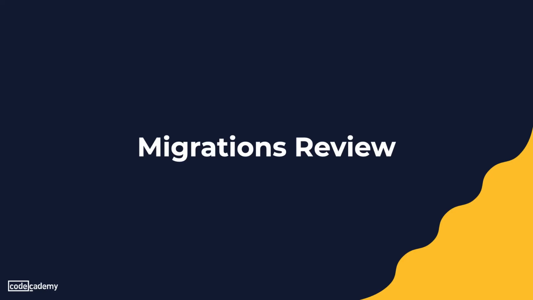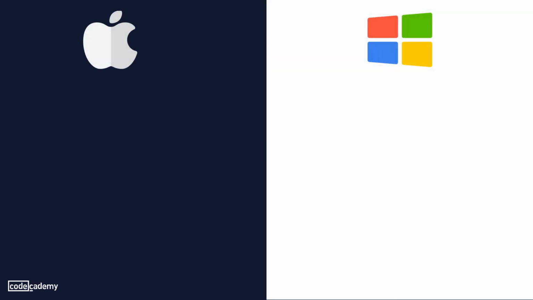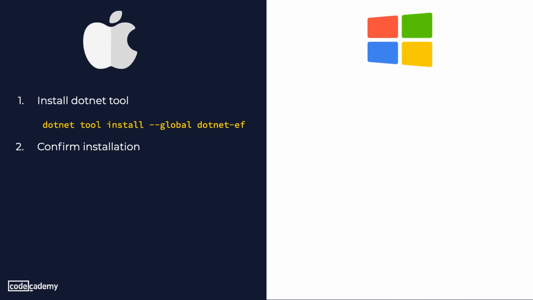So let's recap what we've done with migration so far. We'll first look into how we did it with Mac, and then we'll look into how we did it with Windows. So first thing we did with Mac is to install the .NET tool using the command dotnet tool install --global dotnet-ef, and we made sure to install the tool globally. We then confirmed that the tool was installed correctly by running the command dotnet tool list -g, which lists all the tools that were installed globally.